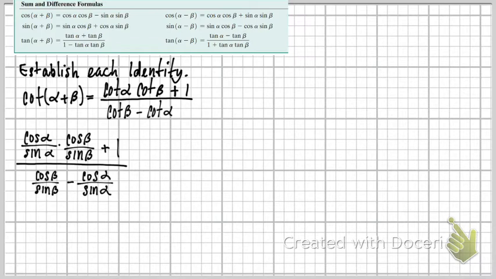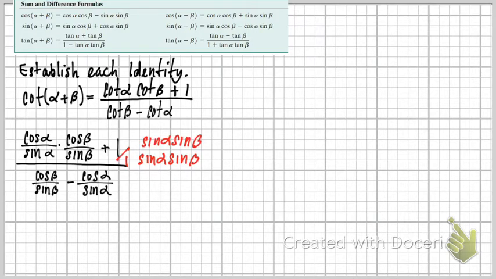So now what we're going to do is we're actually going to add the tops together. This right here is a plus, so I'm going to have to add that. So what I'm going to do is put a 1 under there. And what am I going to have to do with this? I have to make it like denominators. So I'm going to multiply both the top and the bottom by the sine of alpha, sine of beta, and the sine of alpha, sine of beta.